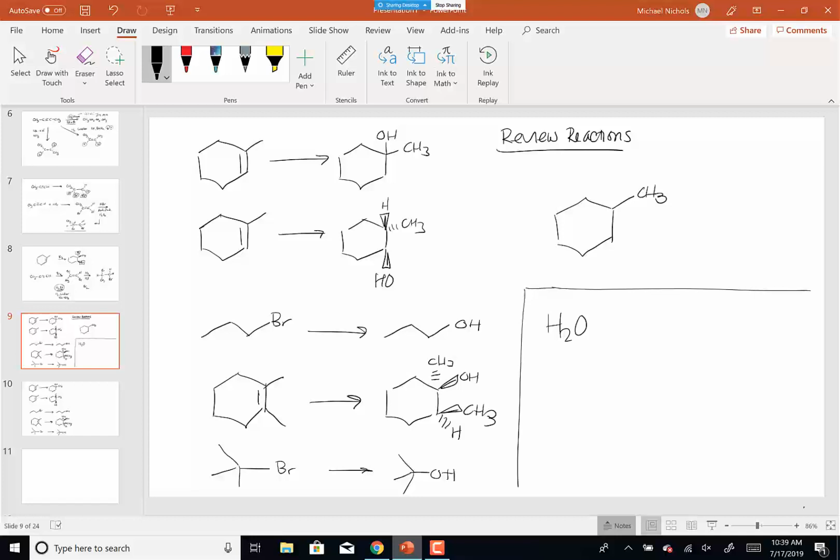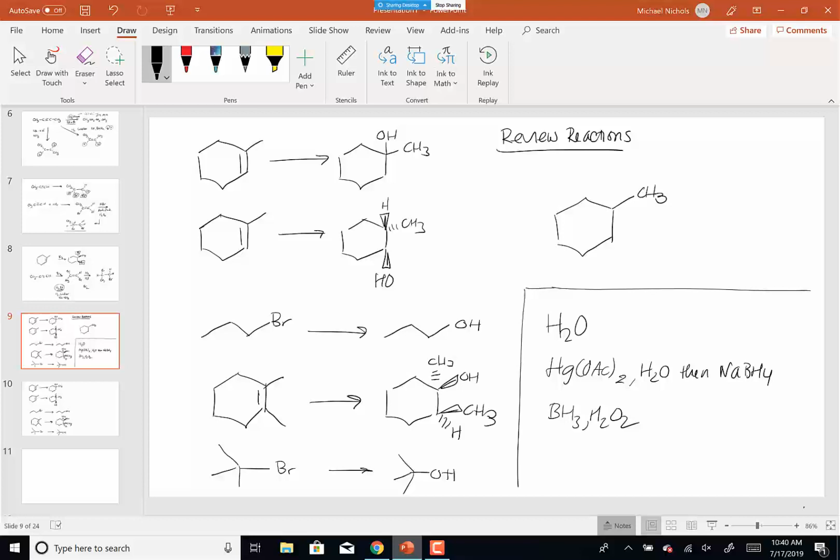We'll go through the groups here. Max's group? Yes, I want any reagent. HgOAc2, water and NaBH4. Okay? Brandon and Kaylee. Just a reagent. Okay, BH3, H2O2.